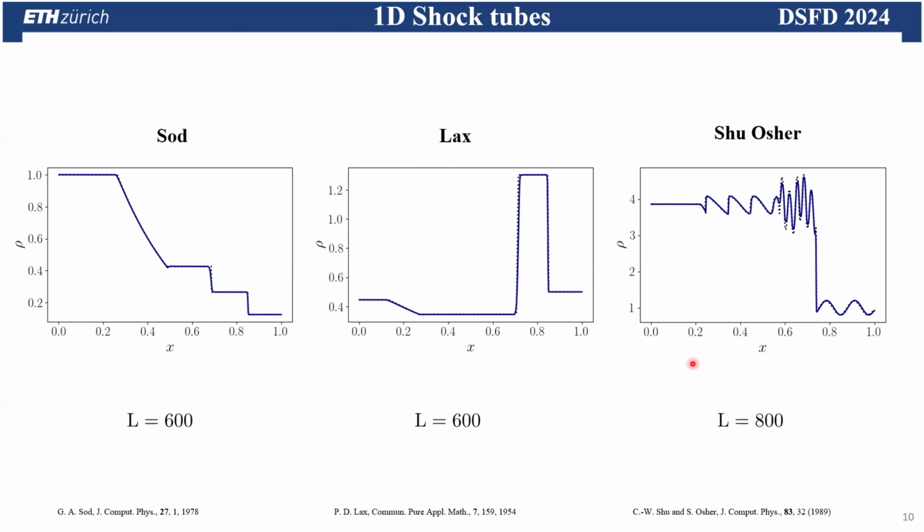And here we have a Mach 3 shock wave, which interacts with a perturbed density field, and that leads to discontinuities and the formation of small structures. So the results are shown here for 800 points. And in general, we see that we capture the shock locations and the high frequency waves in quite good agreement. And we have a small underestimation of the amplitudes because of the numerical viscosity.